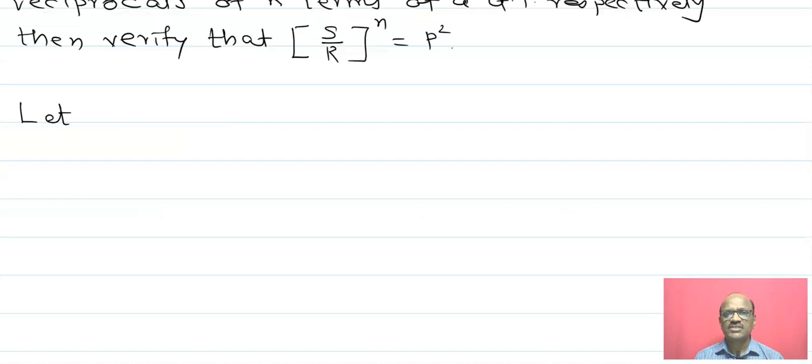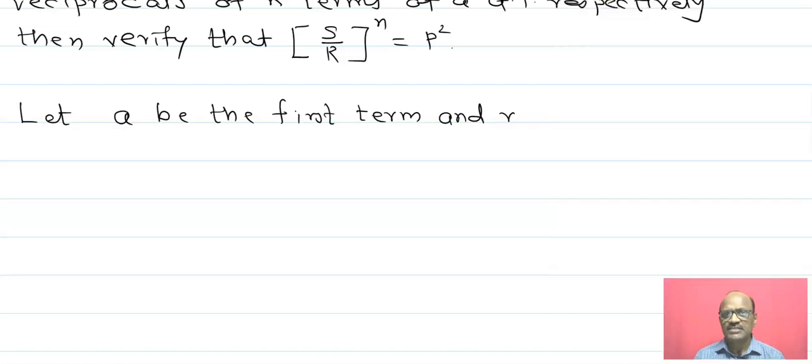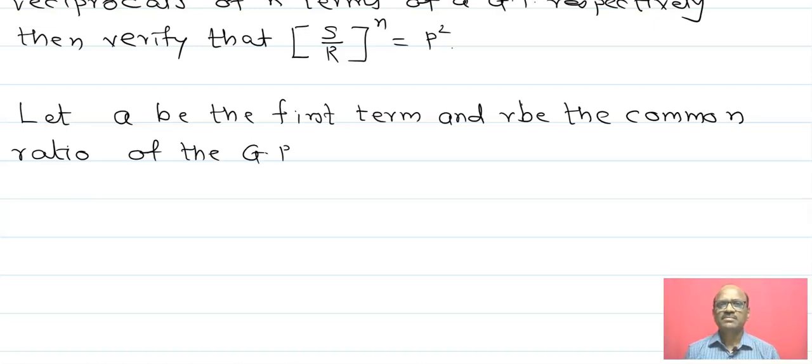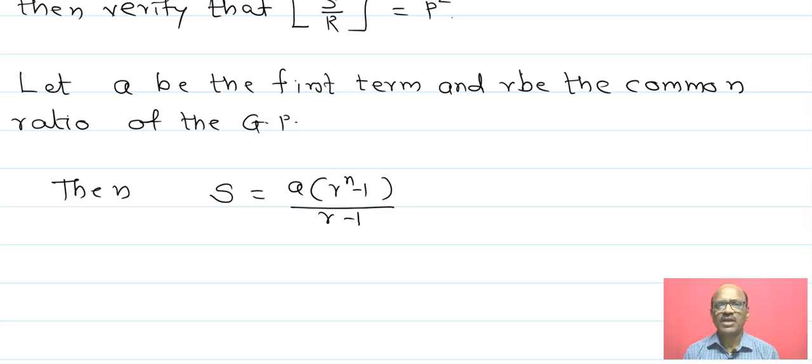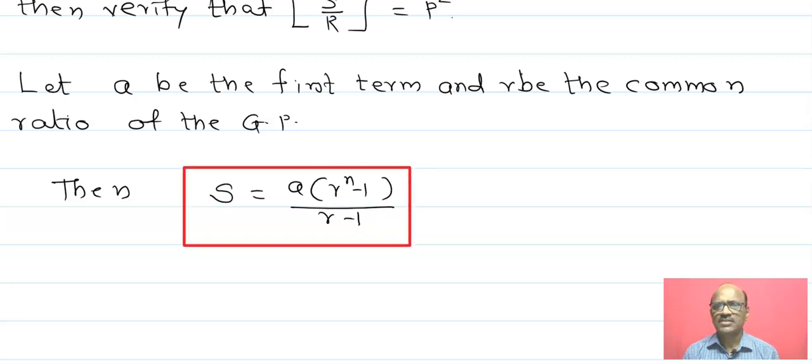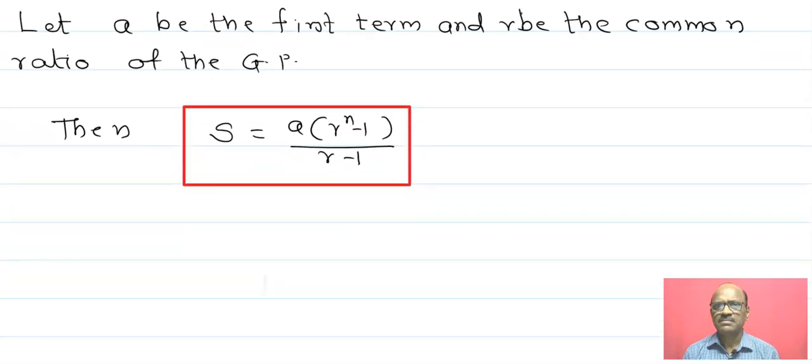R is equal to 3. Now here S is the sum, P is the product, and R is the sum of reciprocals of the geometric series. Let A be the first term and R be the common ratio of the GP. Then S is equal to A times (R raised to n minus 1) upon R minus 1. This is the formula for the sum.